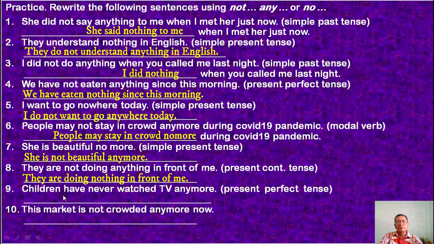Number 9. Children have never watched television anymore. Present perfect tense. So what's another form of number 9? Alright. Children have watched television no more.